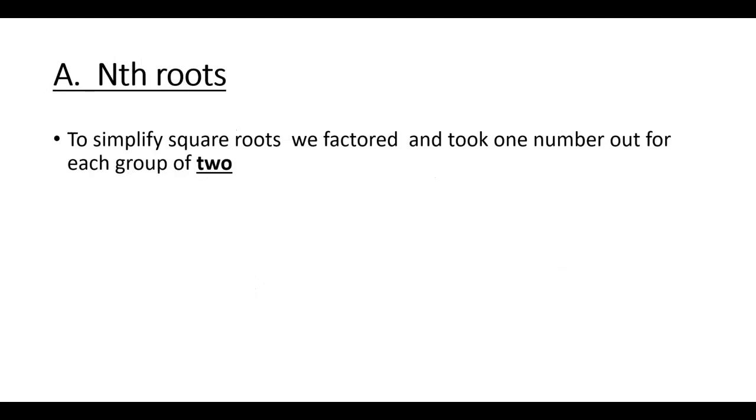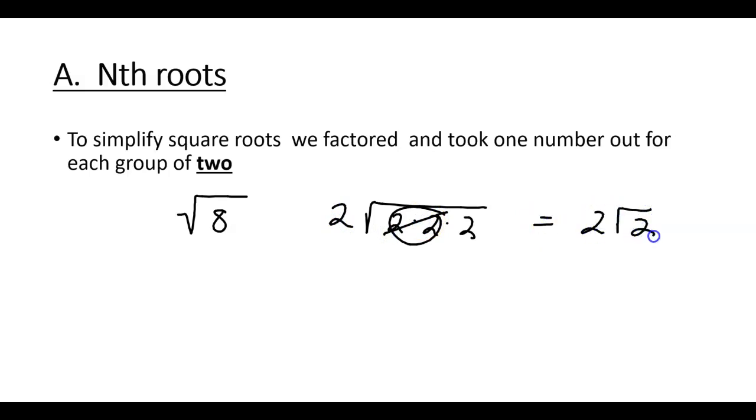All right. So to simplify square roots, you guys might remember we factored it and we took out groups of 2 because that's what square roots do, right? They look for something times itself. So if I gave you guys the square root of 8, the first thing we would do is break it down. And then if I had any pairs, I would circle the pair, put that number on the outside, and drop off the pair, and whatever's left on the inside stays, right?